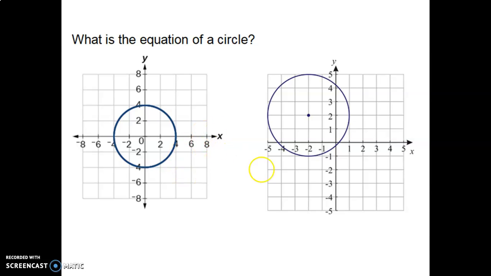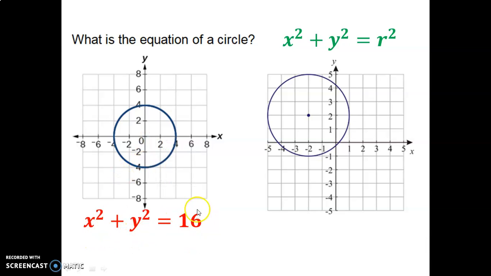The equation of a circle. The equation of any circle is given in this form: x squared plus y squared equals r squared, where r is the radius. Here's a circle. Center is at 0, 0. Therefore, our equation will be x squared plus y squared equals 16, because the radius here had a length of 4. 4 squared is 16.